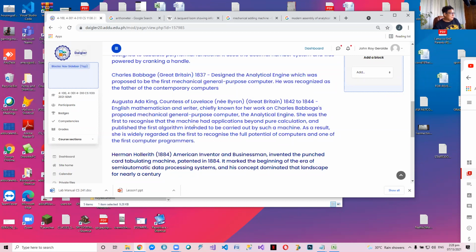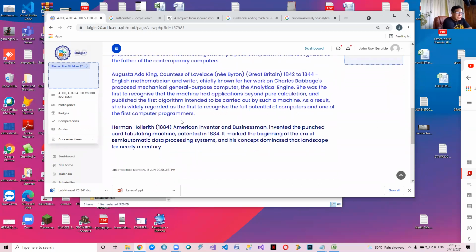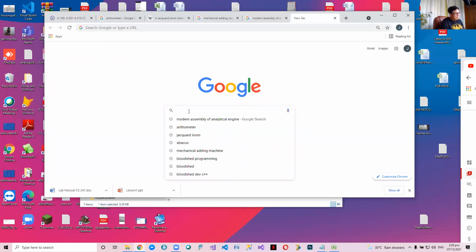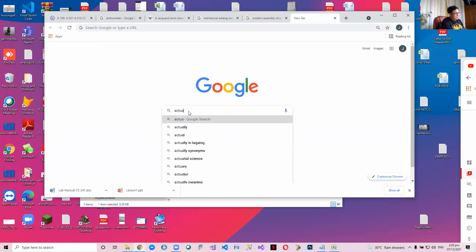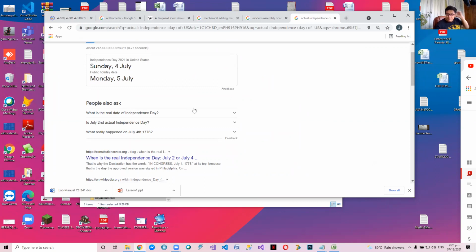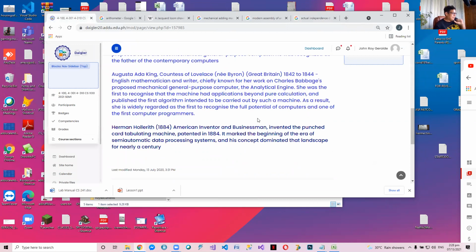On the other hand, in the US, the US was independent during the 18th century. Kailan ang independence ng US? July 4, 1776. 18th century nga. Now, the US was independent during the 18th century, and then it went through a civil war after a few decades.